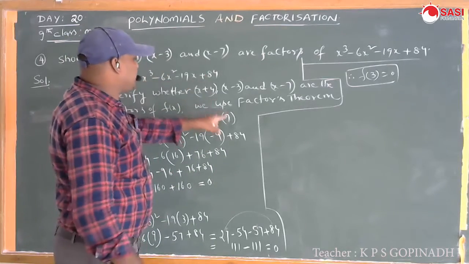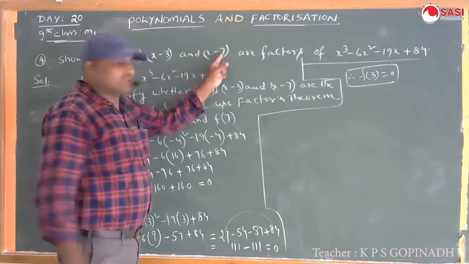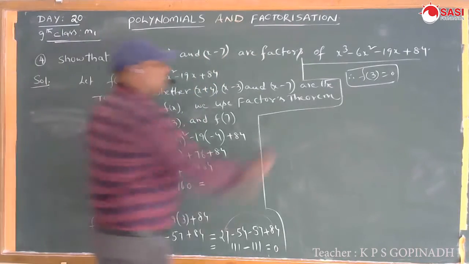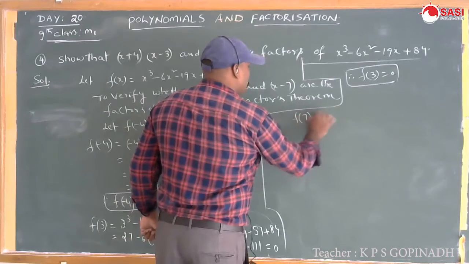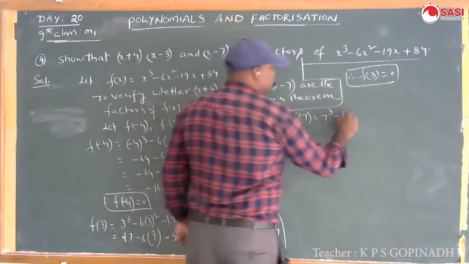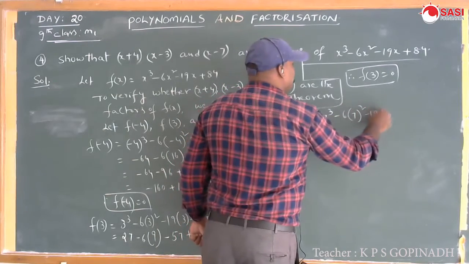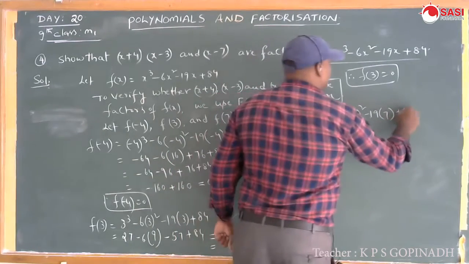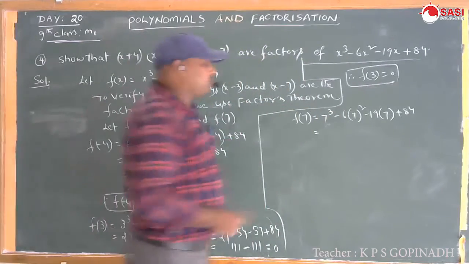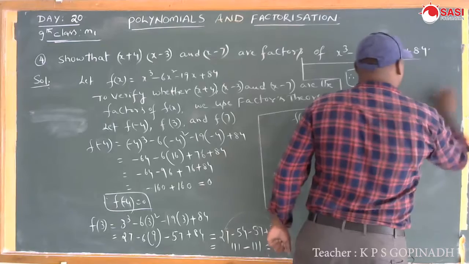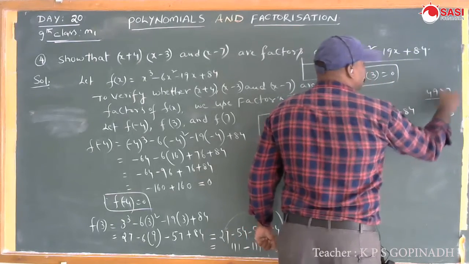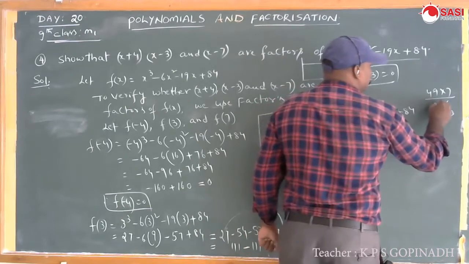Next, f of 7 you have to calculate. Here 7 is the zero of the linear polynomial x minus 7. So f of 7 equal to 7 cube. Put x is equal to 7: 7 cube minus 6 into 7 square minus 19 into 7 plus 84. 7 cube, 7 7 is 49, that is 49 into 7. 7 9 is 63, 3 remainder.